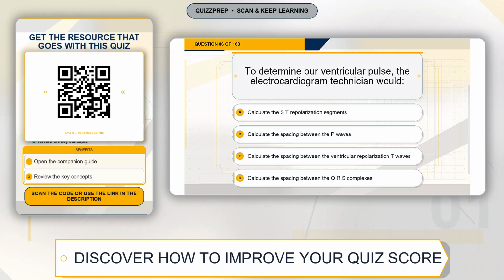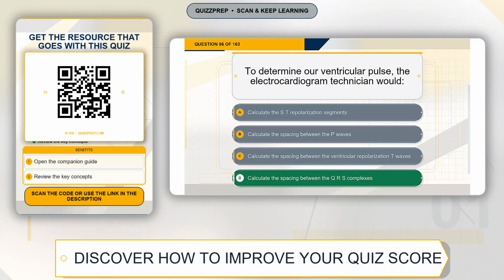Question 86. To determine our ventricular pulse, the electrocardiogram technician would: Option A, calculate the ST repolarization segments. Option B, calculate the spacing between the P waves. Option C, calculate the spacing between the ventricular repolarization T waves. Option D, calculate the spacing between the QRS complexes. The correct answer is option D, calculate the spacing between the QRS complexes.